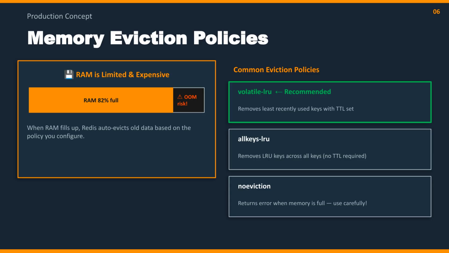One popular policy is called volatile LRU. LRU means least recently used. So Redis removes old, unused cache entries first. This is important because without proper eviction policies, your Redis server could run into out-of-memory issues. And trust me, that's not something you want happening in production.